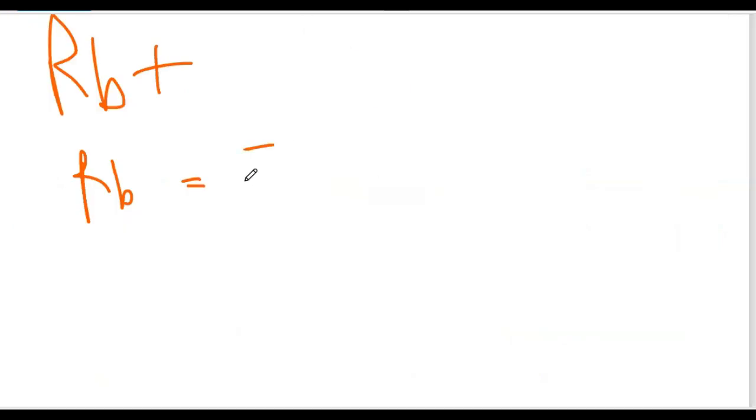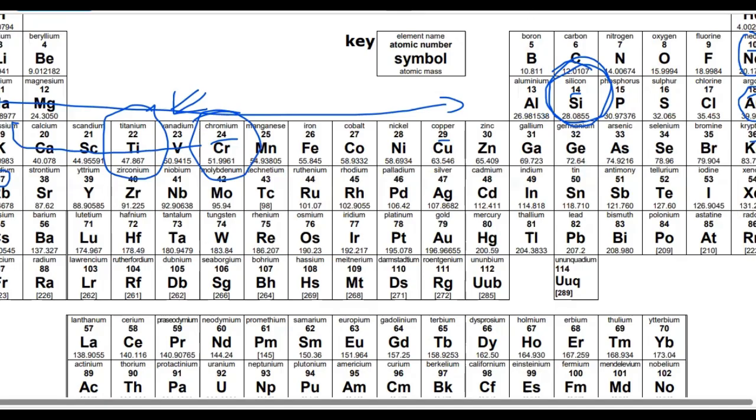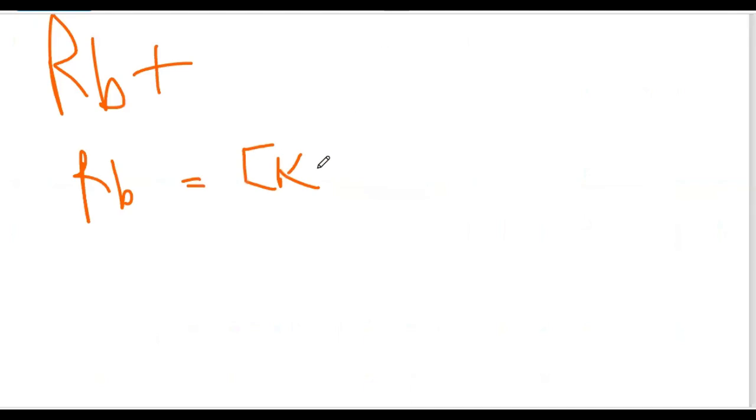Meaning I'm just going to write here my Kr. Krypton is Kr, representing how many electrons, guys? 36. So how many electrons are remaining from those 36? We're just remaining with one electron. So how are we going to represent that?